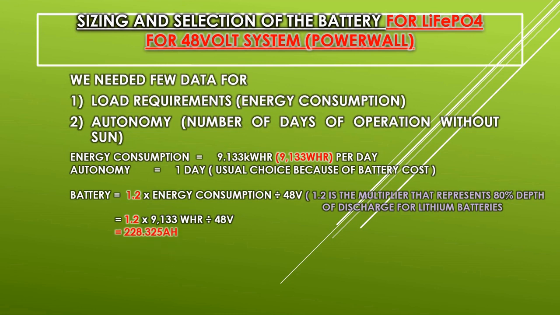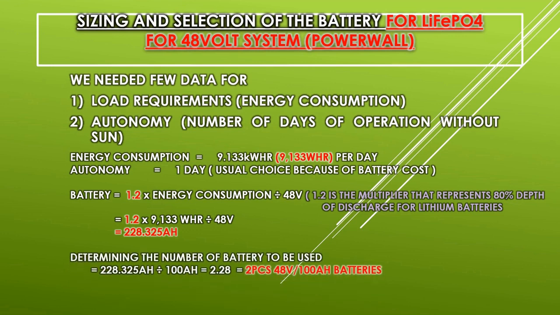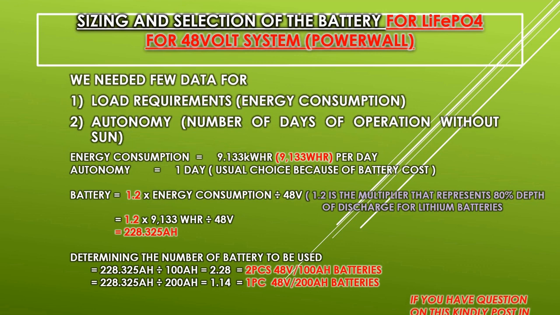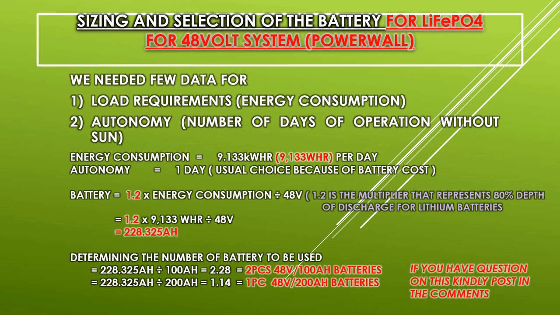Battery equals 1.2 x energy consumption divided by 48 V. 1.2 is the multiplier that represents 80% depth of discharge for lithium batteries. Equals 1.2 x 9,133 Wh divided by 48 V equals 228.325 Ah.